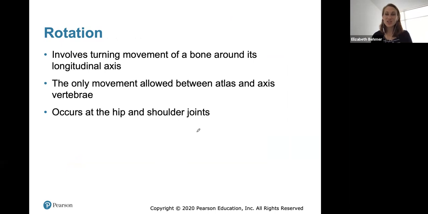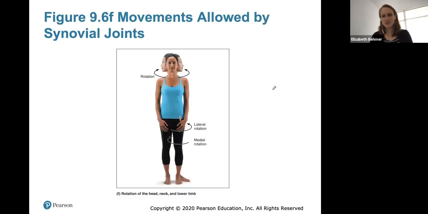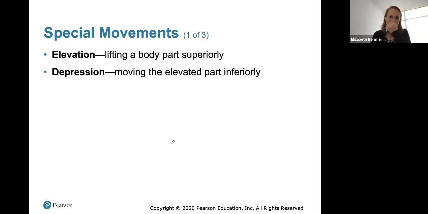Rotation involves any turning movement of a bone around its longitudinal axis. In the vertebrae, the only movement allowed is between the atlas and axis to do the rotation of the head, shaking it no, but rotation also occurs at your hip and shoulder. And here are examples of rotation throughout the body. Lateral rotation is moving a structure away from the midline, and medial rotation is rotating it back inward.